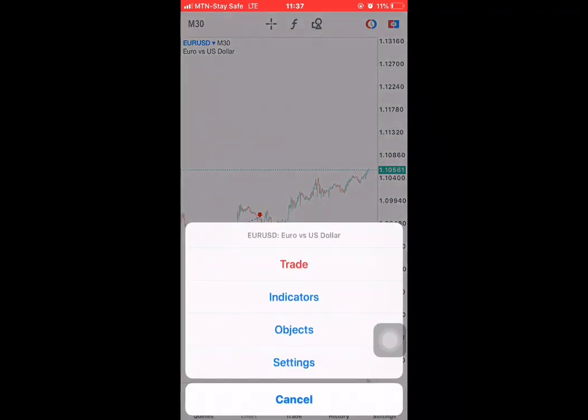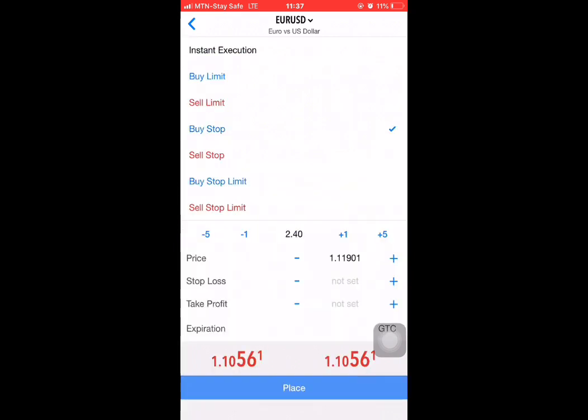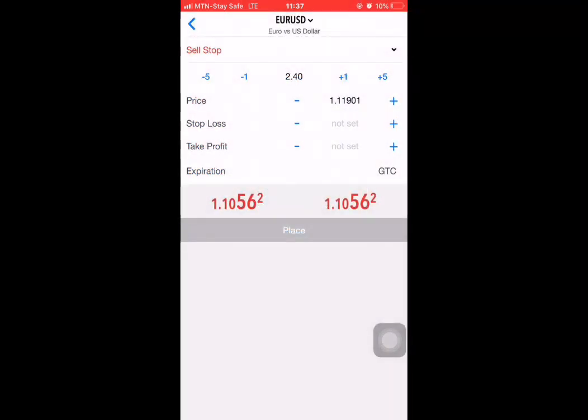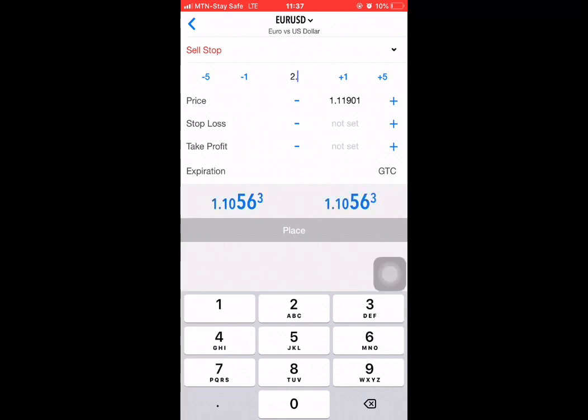Click on the screen, go to trade. Then click on here, that is instant execution, and go to your sell stop. You click on sell stop. Then after clicking on sell stop, you now put the lot size you want to use in placing the sell stop order. So let's use 2.6 in placing it. You now enter our price. The price is 1.09066. That's the price we are going to use in placing our sell stop.